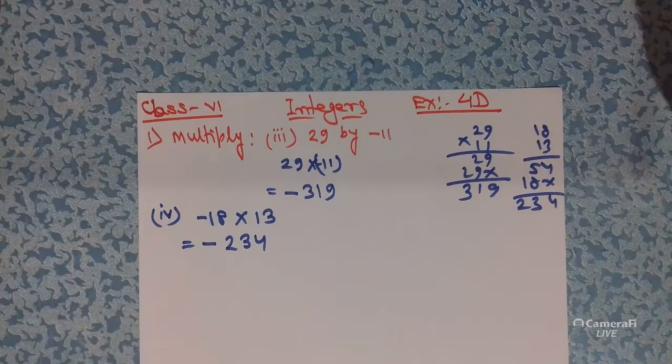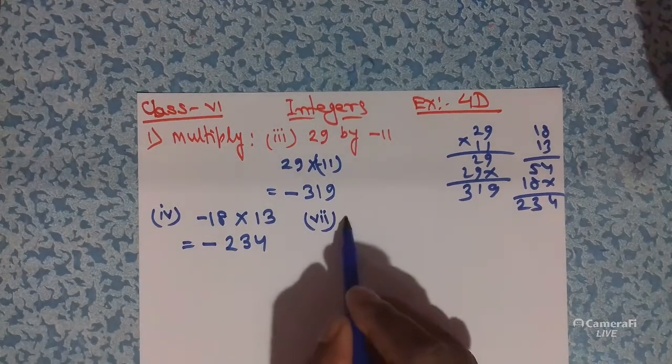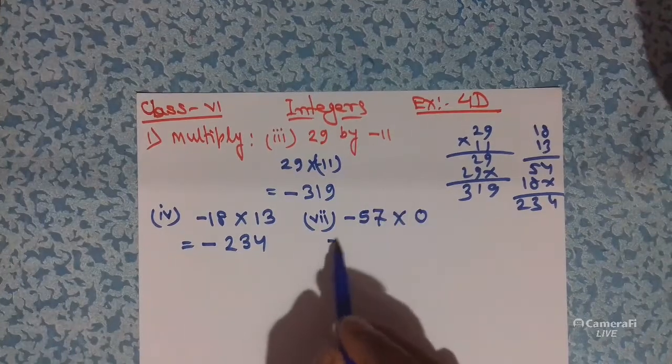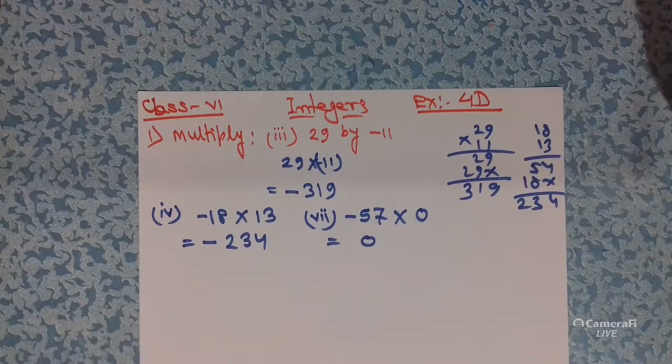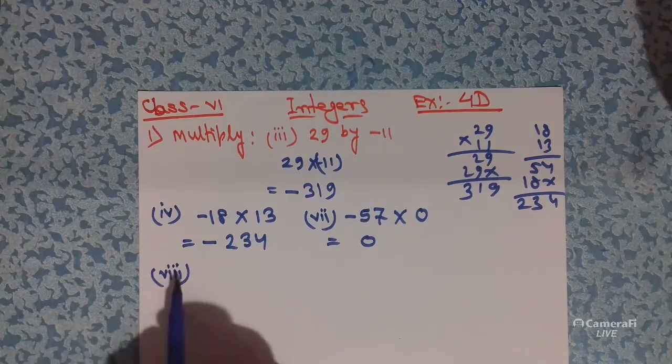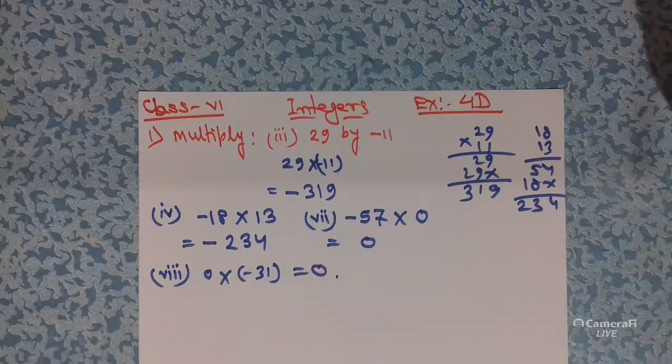Students, always remember, when we multiply any number with 0, the answer will be 0. As for example, in question number 7, it is given that minus 57 multiply 0. So minus 57 multiply 0 is always 0. Similarly, 0 multiply minus 31 will also be 0. I repeat once again, if we multiply any number with 0, the result is always 0.